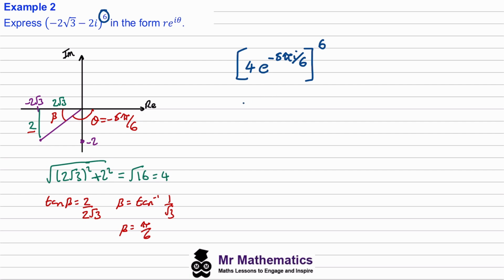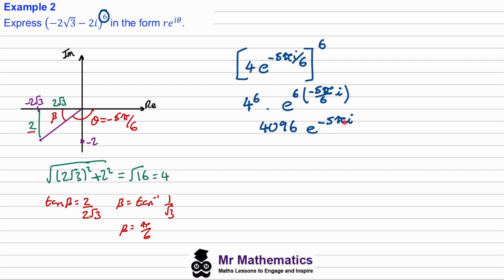So to multiply this out, we'll have 4 to the 6 times e, and then 6 multiplied by that argument times i. And we can simplify this, we'll cancel out these 6's. So we've got 4096 times e to the negative 5 pi i. And we can simplify this negative 5 pi. If we go from the real axis, we go negative pi, negative 2 pi, negative 3, negative 4, negative 5 pi. So we land on the negative part of the real axis.